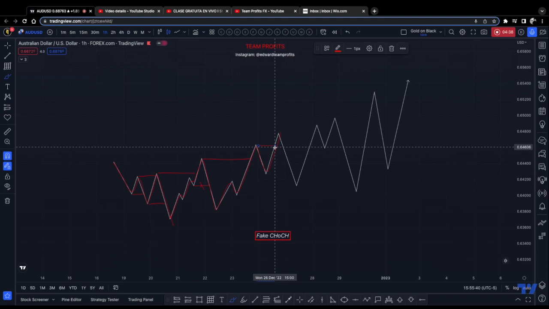What is this called? No, it's not a break of structure. That's an inducement. All right. Then after that, the price pulls back and now breaks this zone. What is this called? Is this a change of character? Is this a break of structure? Is this an inducement? It is an inducement. Yes, the market is just inducing right there before continuing to the upside. So this right here now is my what?